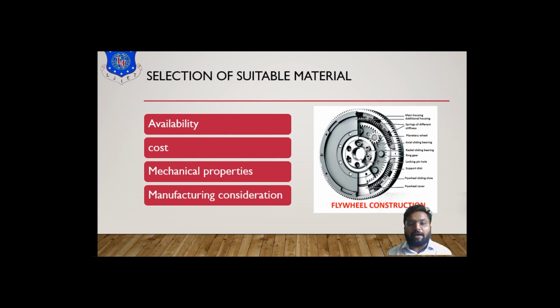There are two major criteria to select a material for that particular piston. If I am considering its mechanical property, it should be lightweight and at the same time it should have a higher amount of heat transfer. But there are also other criteria like availability of the material, cost of that particular material, and also manufacturing considerations. These are the four major criteria on which material selection will depend. I hope you got this point clear.